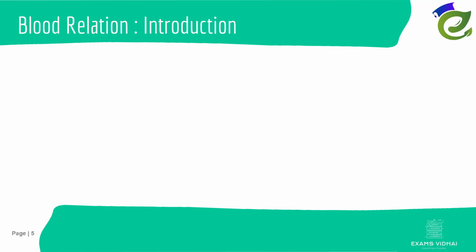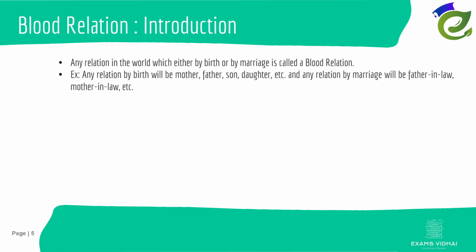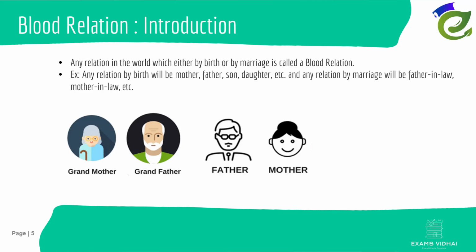Introduction to blood relations. Any relation in the world which either by birth or by marriage is called a blood relation. Example: any relation by birth will be mother, father, son, daughter, etc. And any relation by marriage will be father-in-law, mother-in-law, etc.